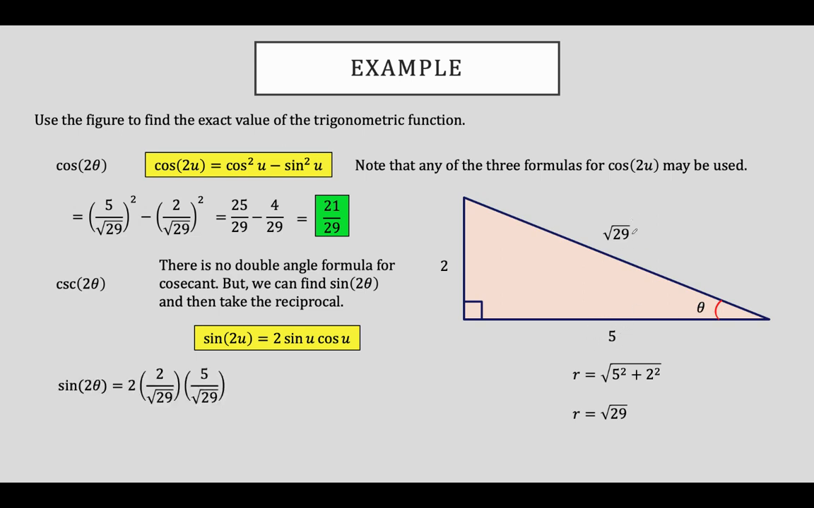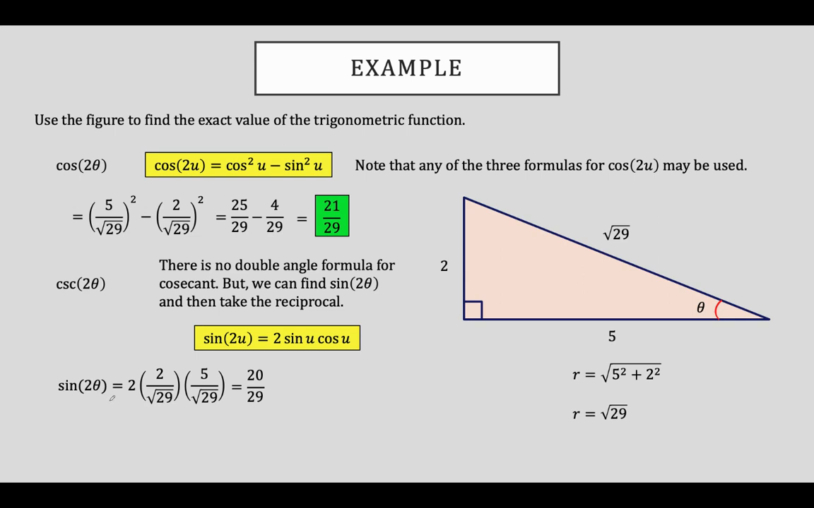And again, I did not rationalize either of those quantities. Notice that when we multiply them together, it's going to take care of that on its own. So we multiply: 2 times 2 is 4, times 5 gives us 20, divided by root 29 times root 29, that gives us 29. 20 over 29. This is the sine of 2 theta.